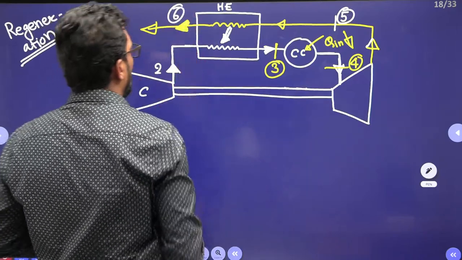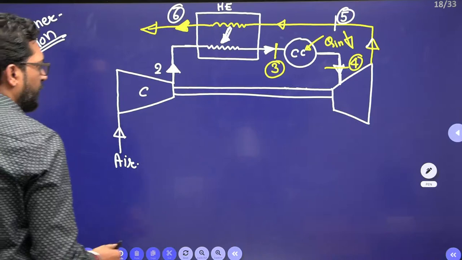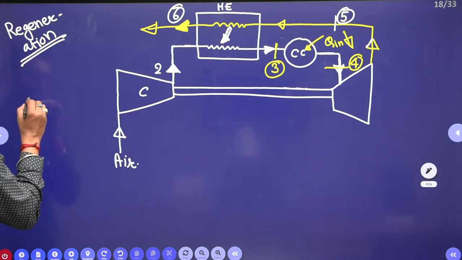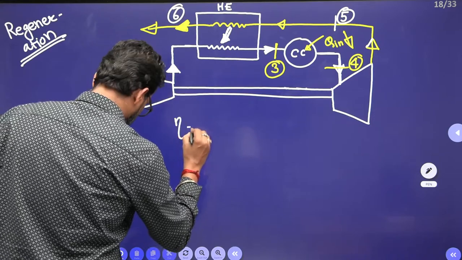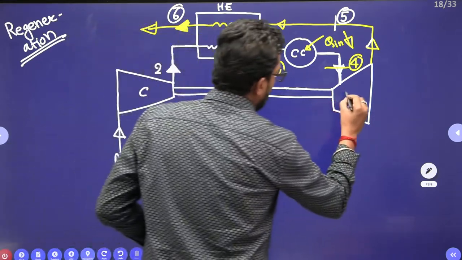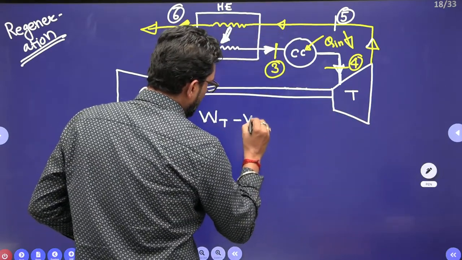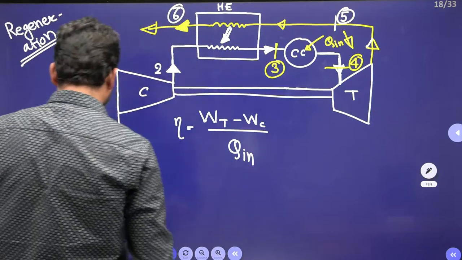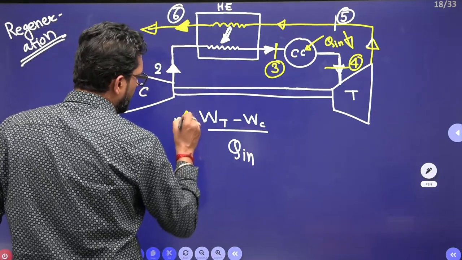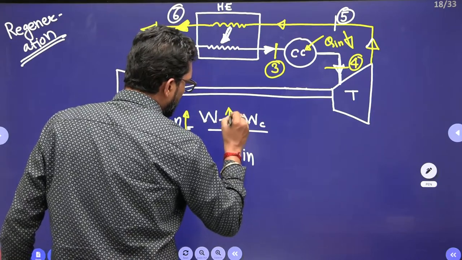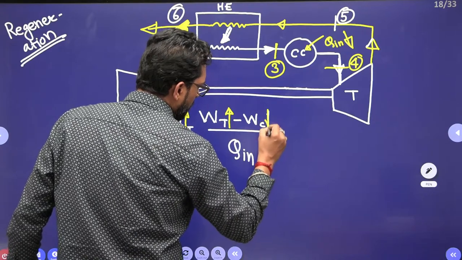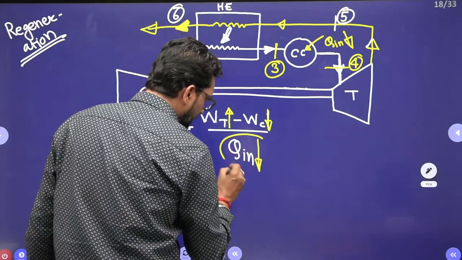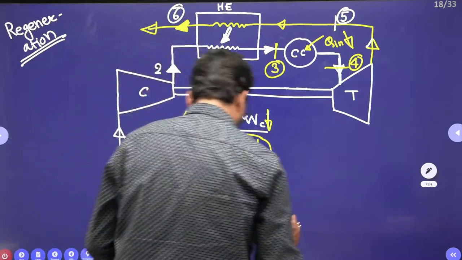1 to 2, 2 to 3, 3 to 4, 4 to 5, and 5 to 6. If you isolate, see, what is the efficiency of the plant? Very important. The efficiency of the plant is, beta, WT minus WC divided by heat in. So if we want to increase the efficiency of the plant, either we increase the turbine work, or we decrease the compressor work, or we decrease the heat supply. If we decrease the heat supply to the plant, that is called regeneration.